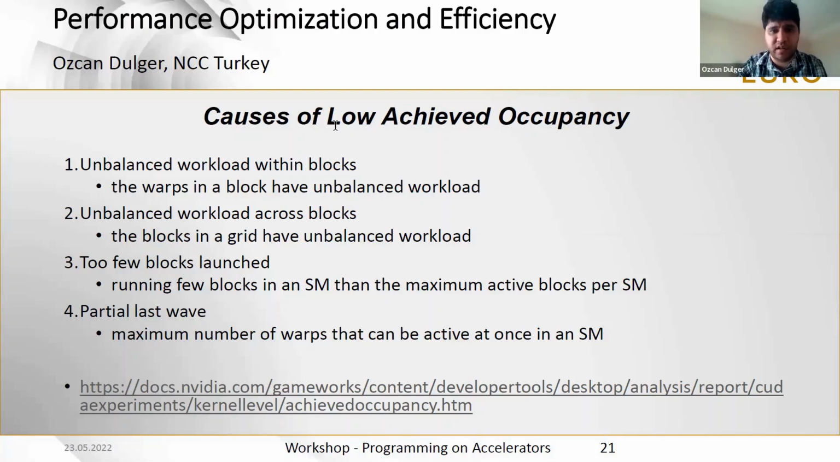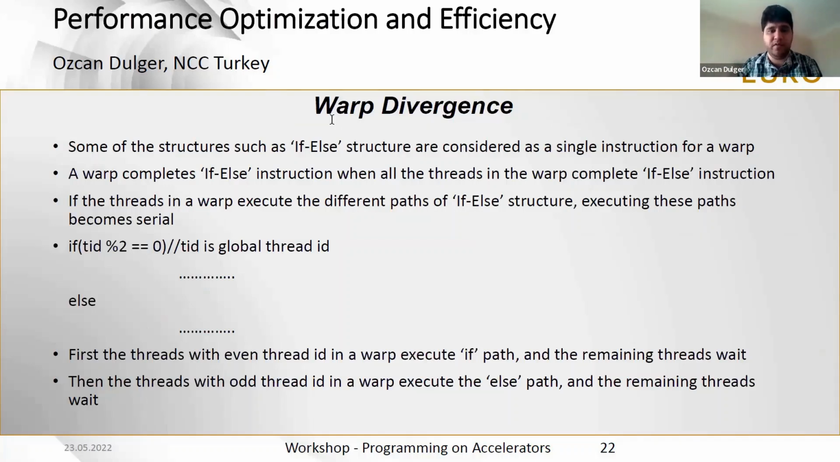And the last issue I would like to tell you about is warp divergence. Some structures, such as the if-else structure, are considered a single instruction for a warp. That means a warp completes the if-else instruction when all the threads in the warp complete it. If the threads in a warp execute different paths of the if-else structure, executing these paths becomes serial.